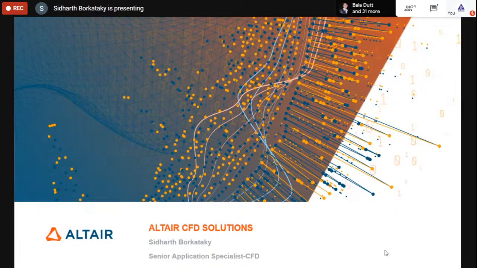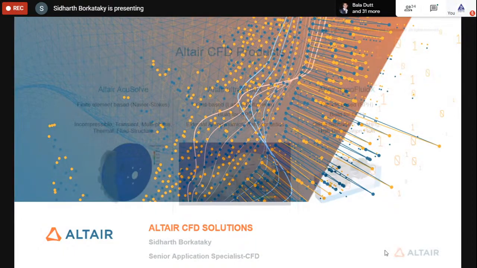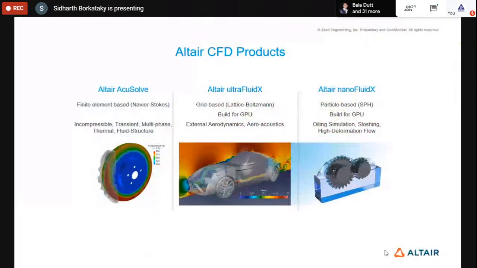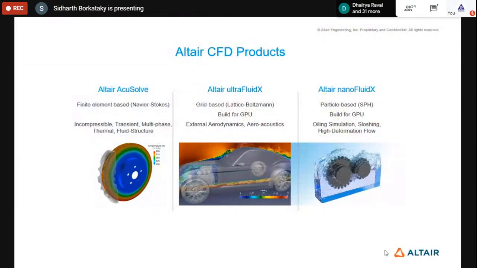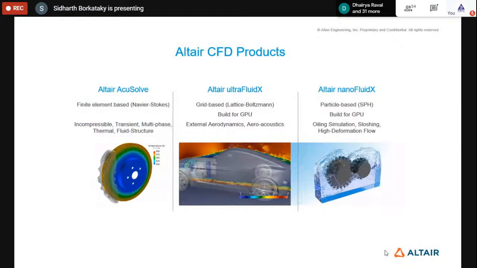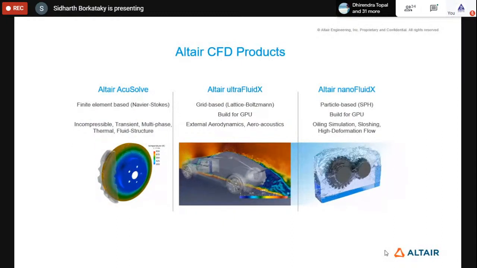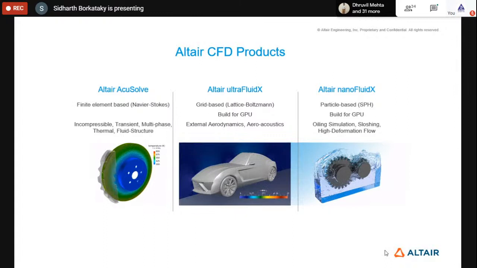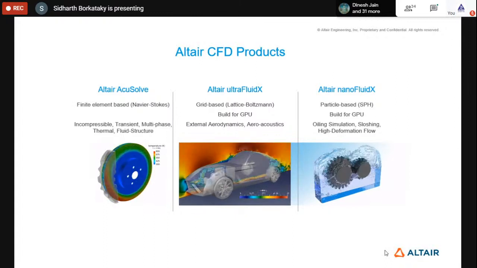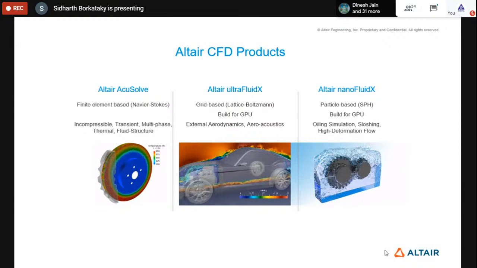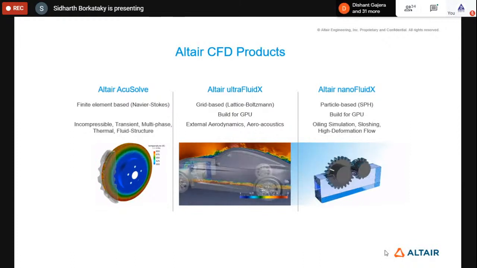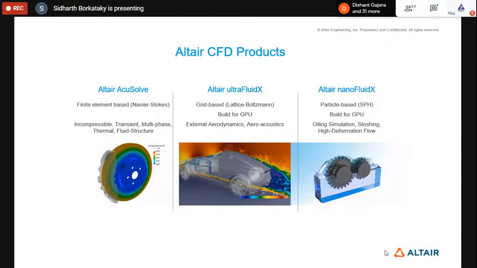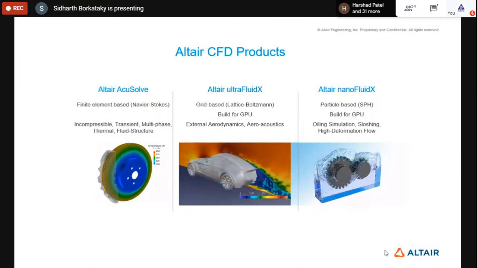So today's topic is about CFD and different discretization techniques. When we talk about discretization techniques, it means the governing equations of the fluid flow are converted into a form which is understandable by the machine, and this is done by the discretization methods. The three commonly used discretization methods are finite element, finite volume, and finite difference methods, which we have studied in our engineering curriculum.